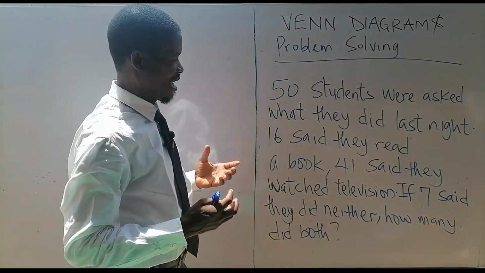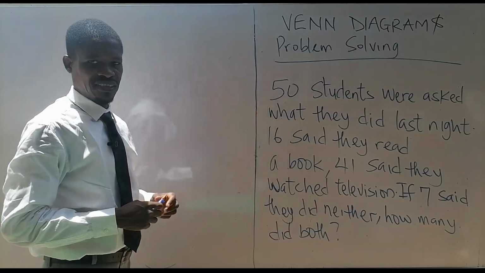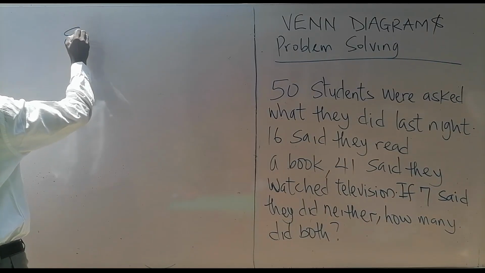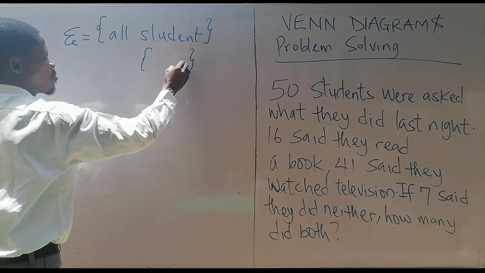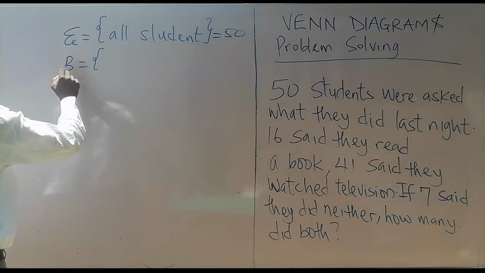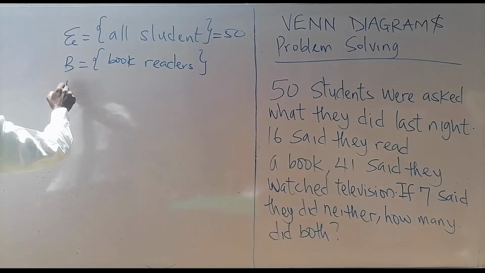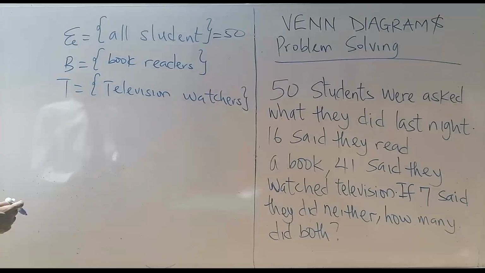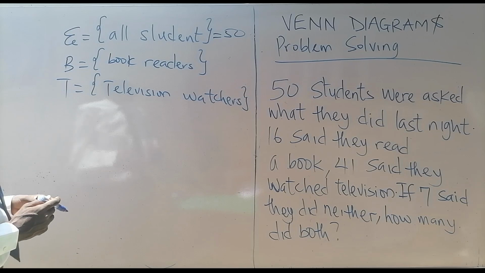The first thing we are going to do is to use notation to represent this information. Let the universal set be the set of all students. This bracket means set of. And the total we have here is 50. Let B be book readers, and let T be television watchers.